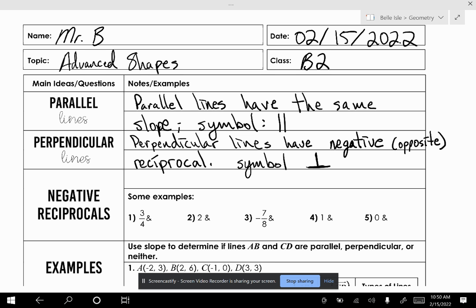What verbiage the state of Oklahoma is going to use, I am unclear. Just as I was unclear in Texas. But opposite reciprocal, I think, kind of helps you figure out that it needs to be different from the sign you had. Negative reciprocal sometimes leads students to think it just always needs to be negative, so it doesn't matter if it was negative before.